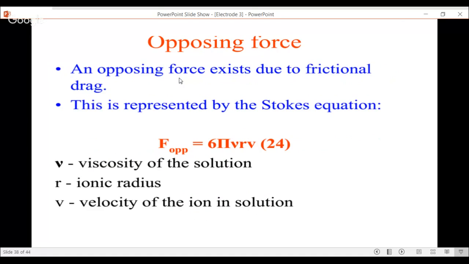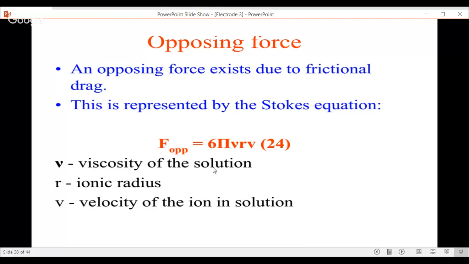An opposing force exists due to frictional drag. This is represented by the Stokes equation. For example, if I were to move an ion from one electrode to another, the solvents and other things will drag the ions in the opposite direction. That opposite force is given by 6 pi mu r v.